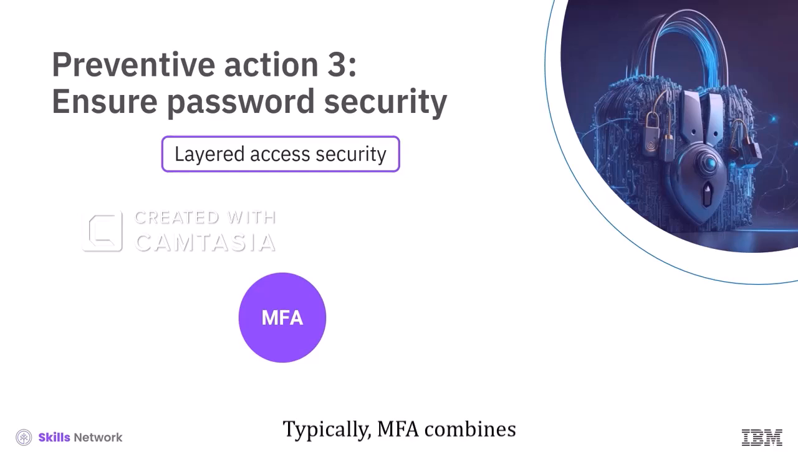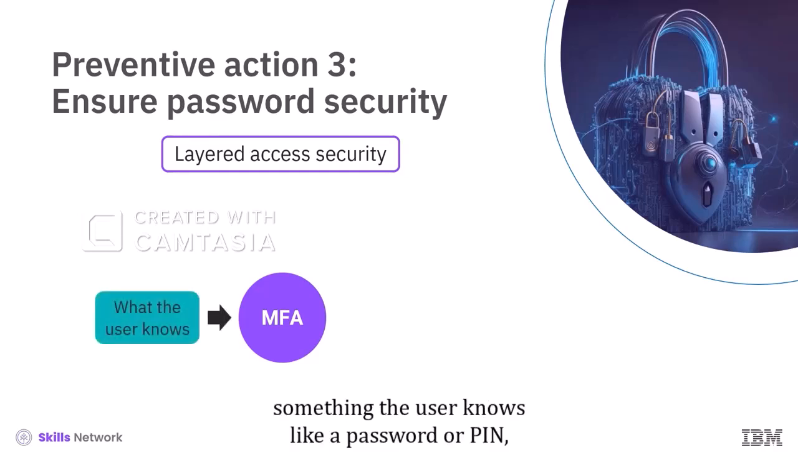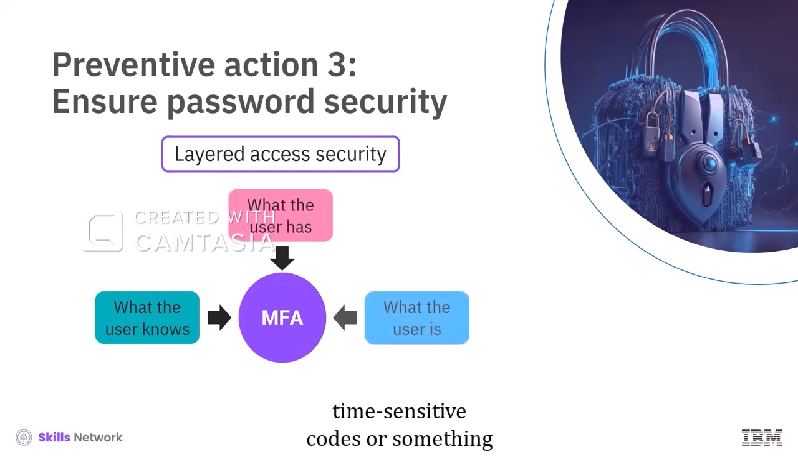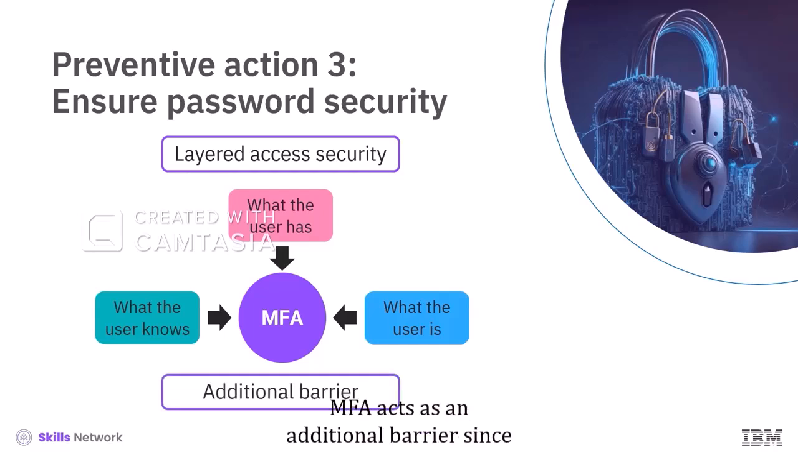Typically, MFA combines something the user knows, like a password or PIN, with something the user has, like a smartphone application or hardware token that generates time-sensitive codes, or something the user inherently is, like a fingerprint or facial recognition. So even if a password is compromised, MFA acts as an additional barrier since the attacker would still need the second or third form of identification, which they are much less likely to have.